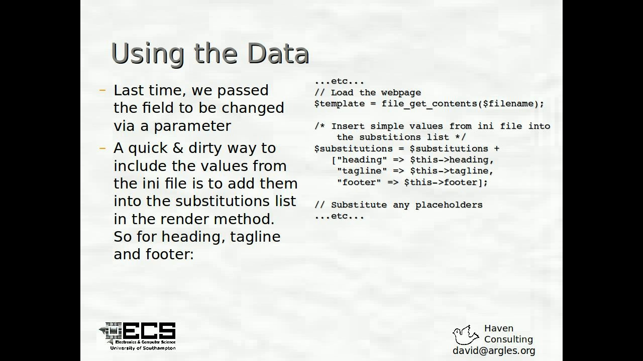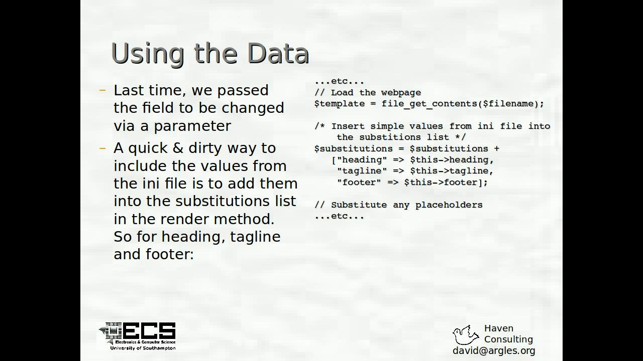So for the heading, tagline and footer, that's straightforward. We're going to take $substitutions, our substitutions list. Note we're not initializing that, so if someone decides they want to put additional substitutions in when we do the render method, then they'll be in there already. Otherwise it'll be set as null when we come into the render method.